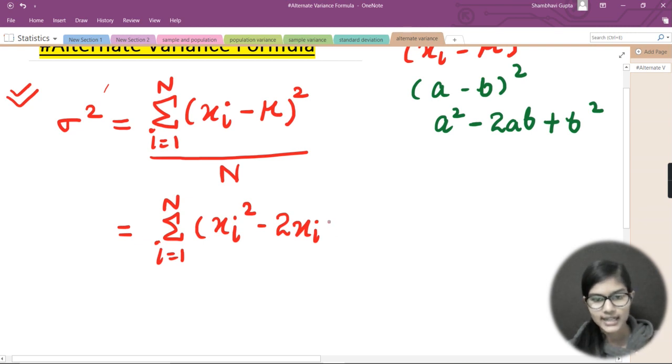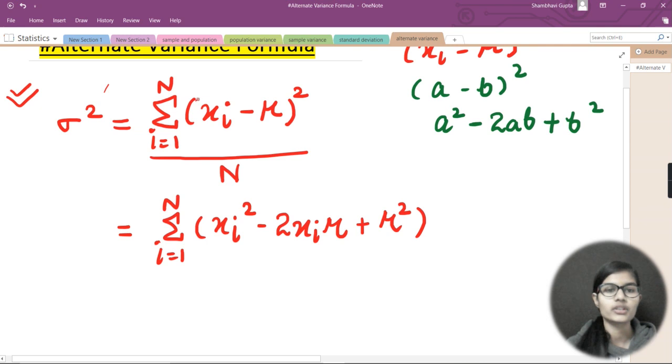And let me see that, can I write it in a clearer handwriting? Okay, so it's fine, I guess. So this is minus 2 xi mu, and after that I need to put a plus sign and then b square. So what is b? b is mu. Okay, so I'm going to write mu square. So this is the whole expansion of (xi minus mu) whole square.